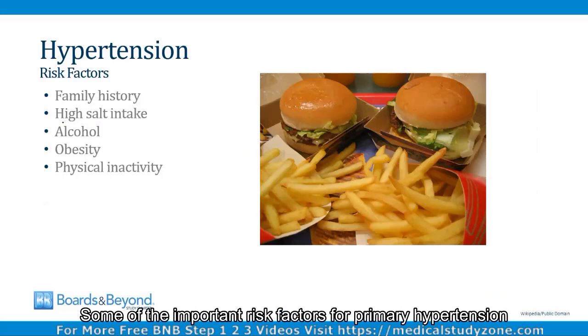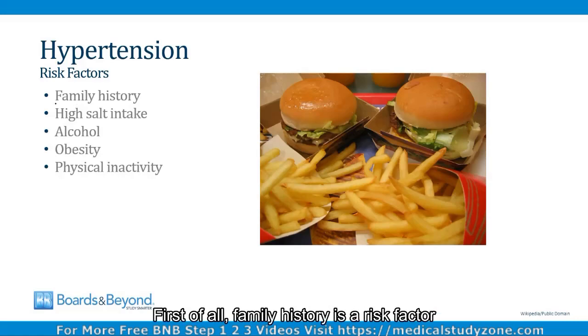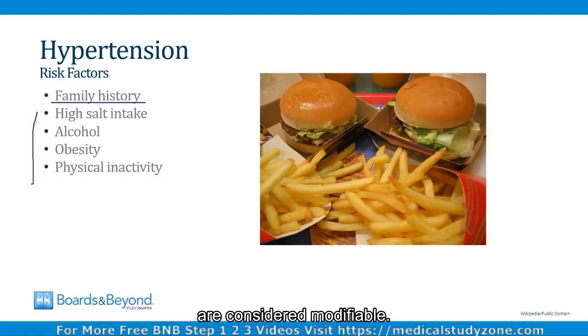Some of the important risk factors for primary hypertension are shown on this slide. First of all, family history is a risk factor, and this is one of the important non-modifiable risk factors. These other risk factors shown here are considered modifiable.